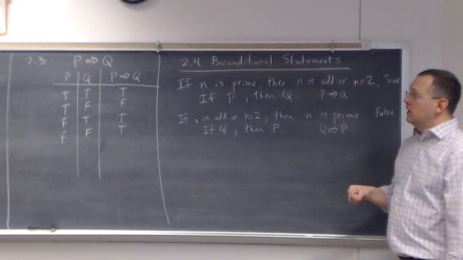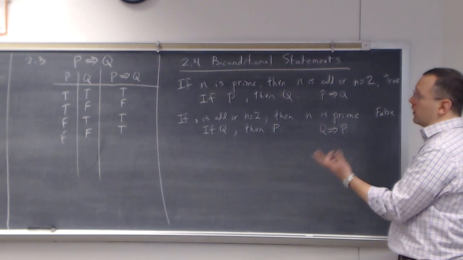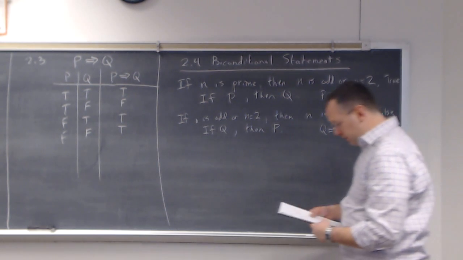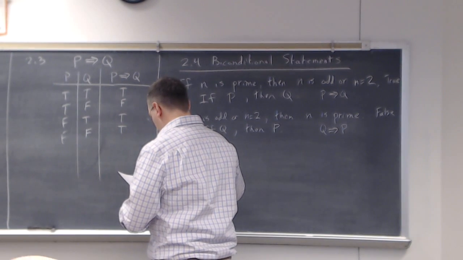Okay, so it can happen, though, that P implies Q and Q implies P are both true statements. In that case, we have a new symbol for it, called an if and only if statement, or biconditional statement. And it's a double-sided arrow. Okay. So, let me give you an example.